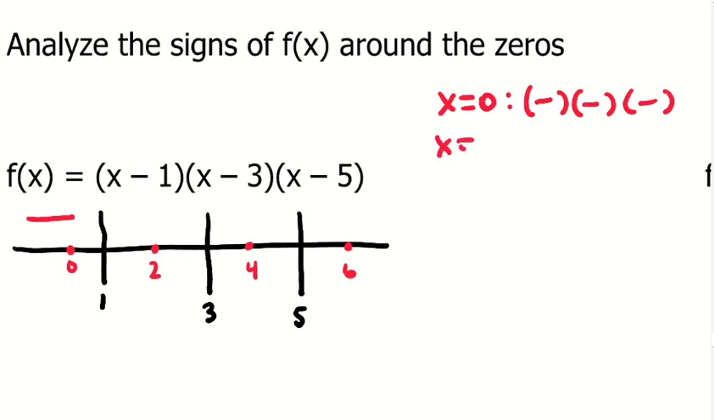x equals 2. Well, 2 minus 1 is a positive number, but 2 minus 3 and 2 minus 5 are both negative. So I've got a positive times 2 negatives. That's going to be positive. Okay, x equals 4.